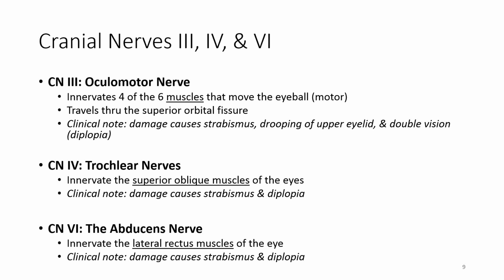Cranial nerve 6, the abducens nerve, is going to innervate the lateral rectus muscle of the eye. And so again, damage to that can cause strabismus, which is the crossing or the wall-eyedness, or diplopia, which is double vision.